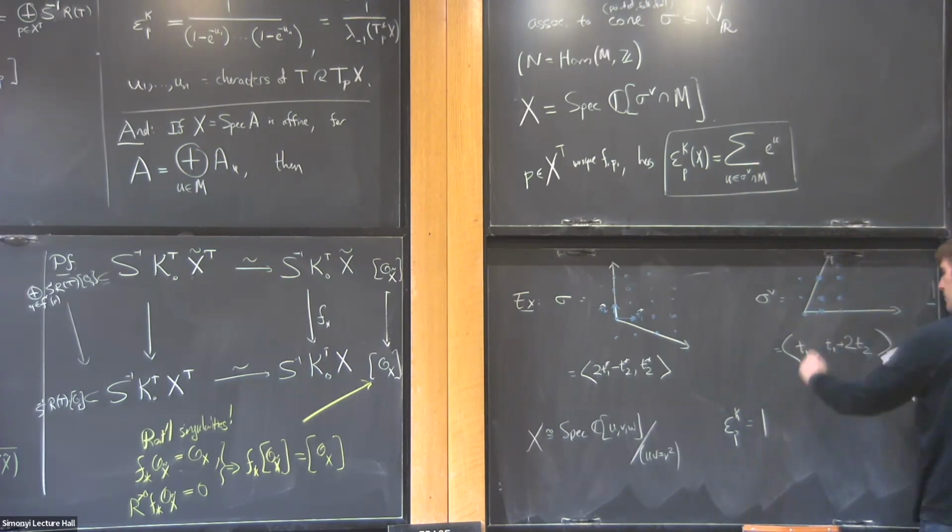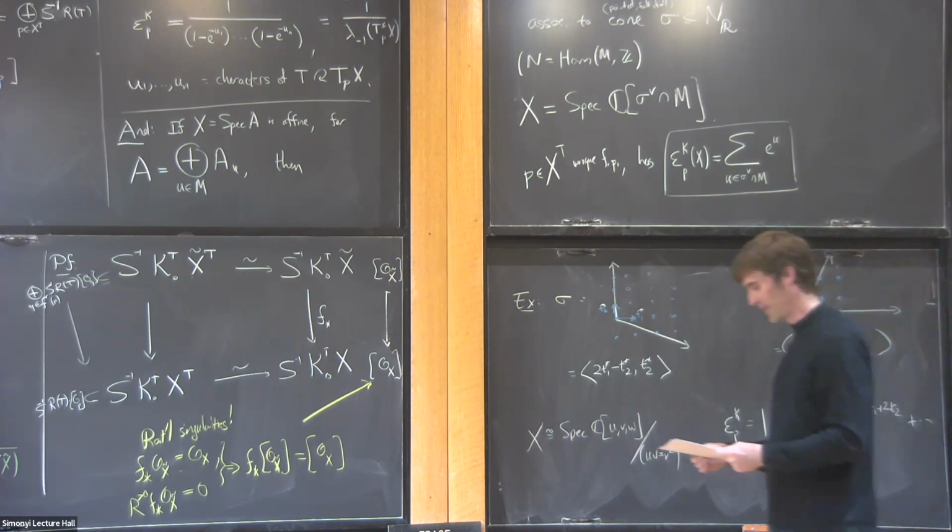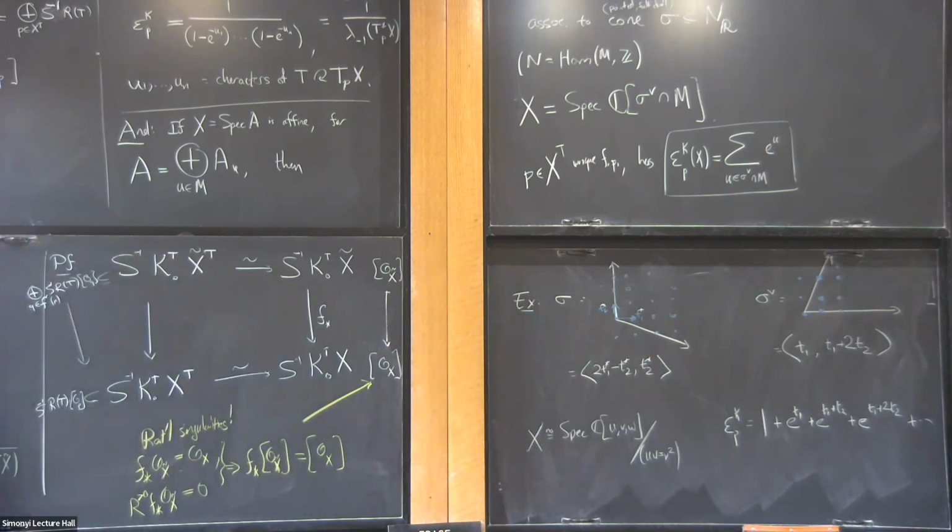So there's the character 0. There's T1. There's T1 plus T2. There's T1 plus 2 T2. And you can go on and list these out forever. So an easy exercise: find a better way to do that in 30 seconds. But I'm trying to make a point here, so let me make that point.